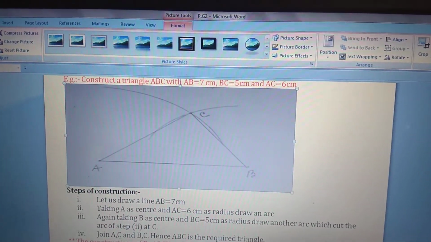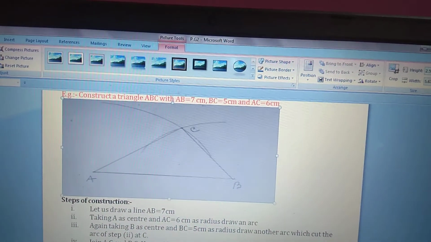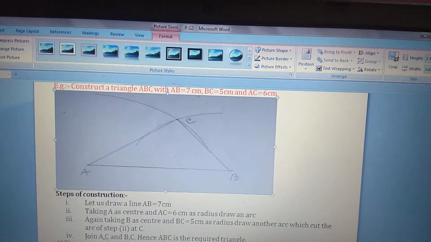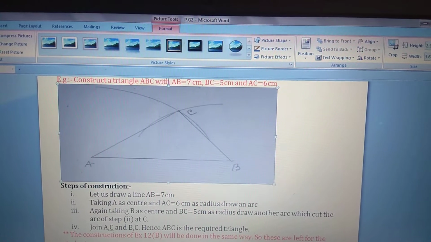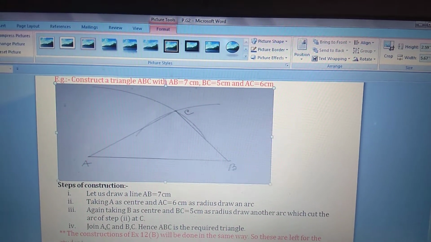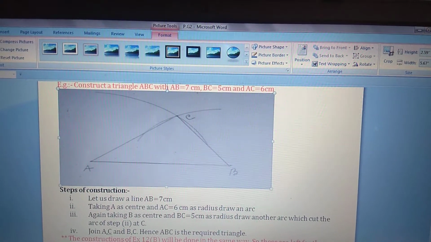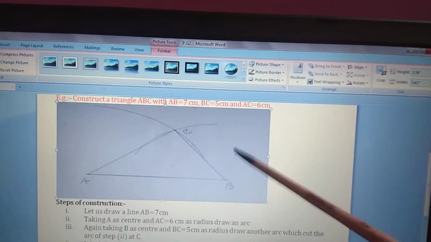In the previous video, I have taught you how to construct this type of triangles using ruler and compass. So now I am going to explain how you will write the steps. The steps should be according to the work done, which means the way we have constructed, in that way only we have to write. So let's see, what have we done?